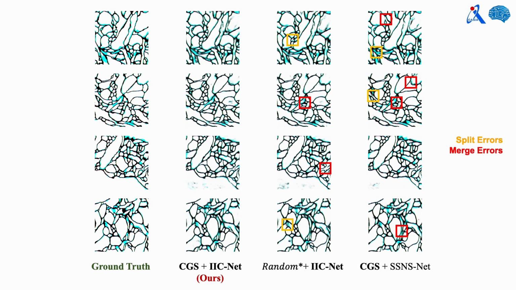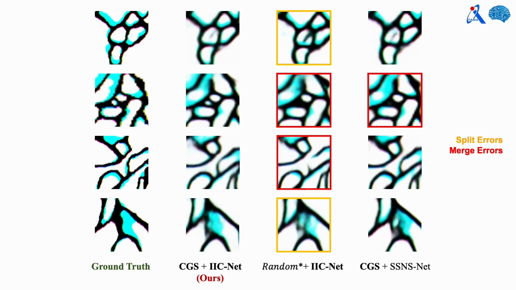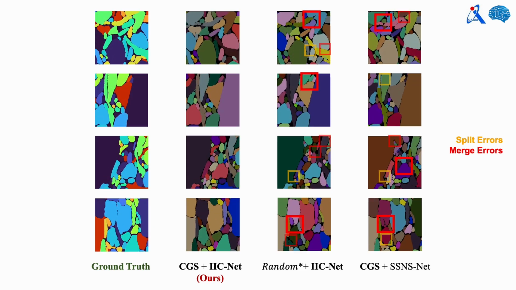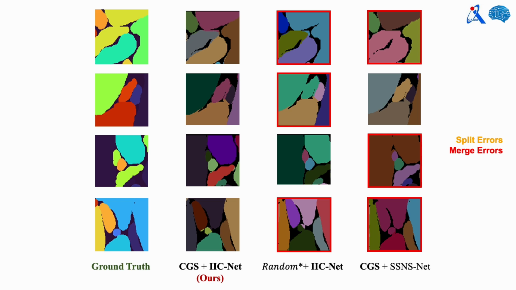In addition, we provide comprehensive visual comparisons of affinities and segmentation results. The proposed method shows significant advantages in maintaining the accurate connectivity of reconstructed structures.